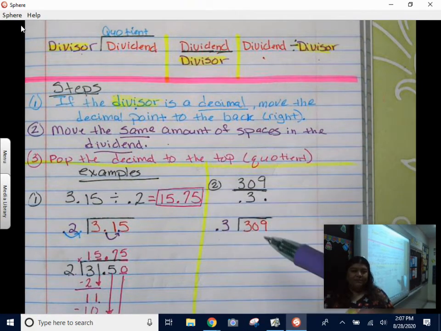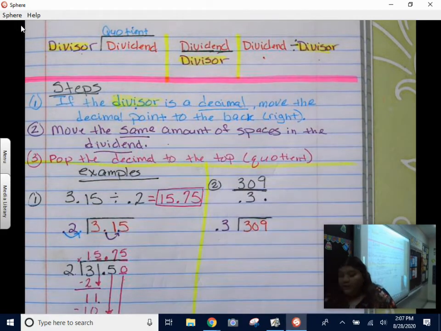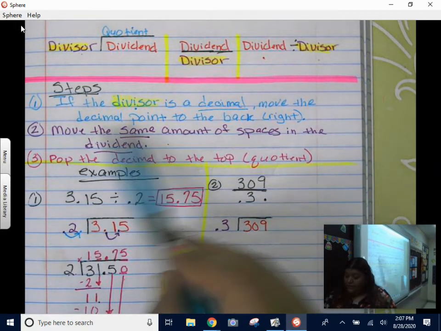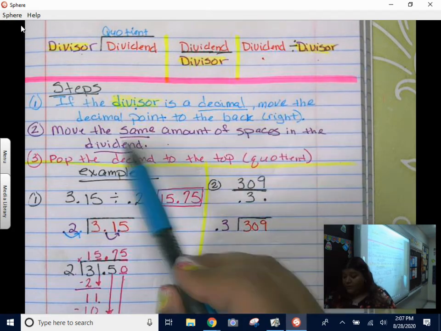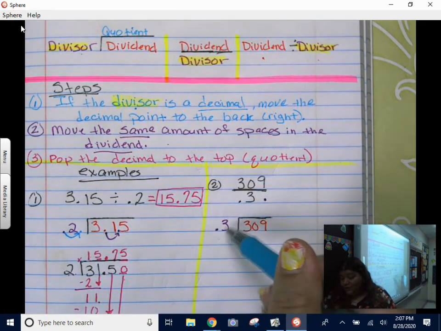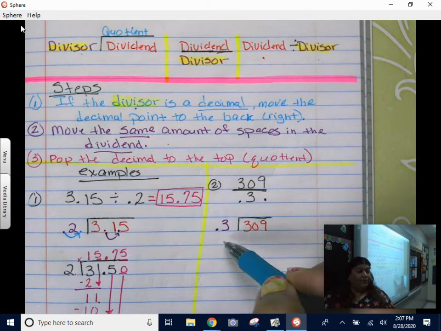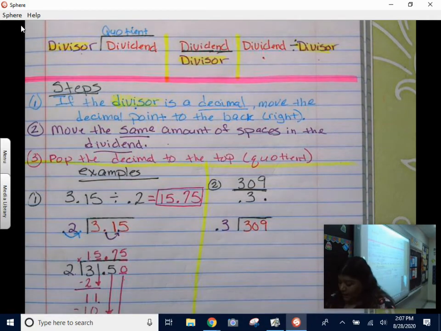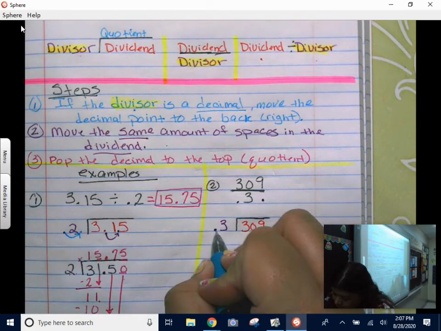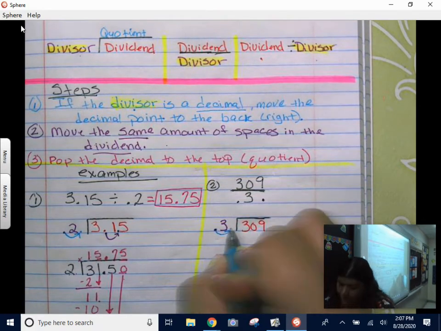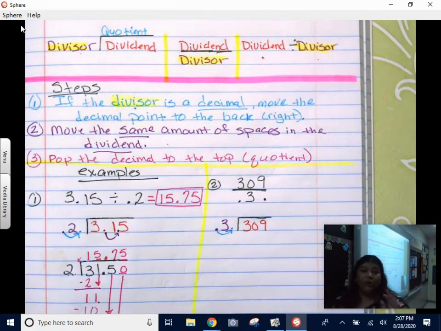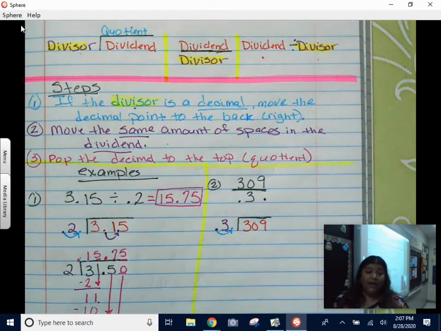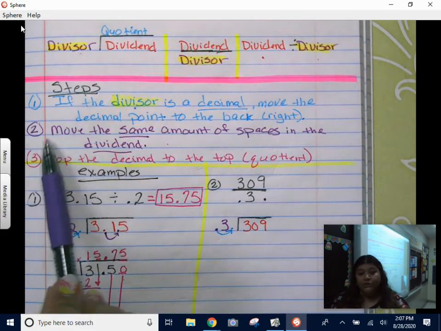So remember, top falls in, bottom stays out, okay? Now let's go through the steps, all right? Step 1, if the divisor is a decimal, move the decimal point to the back. So look at your divisor. Is that a whole number? Oh, I see a decimal there. So we're going to move that to the back, okay? So I'm going to take my decimal and go, boop. I've now turned that 3/10 into a whole number 3, okay? And to do that, I just moved my decimal 1 decimal point. That's all I had to do, okay? Now let's go to step 2.